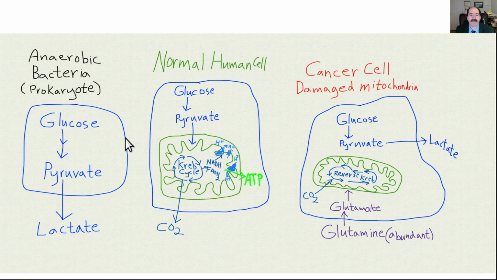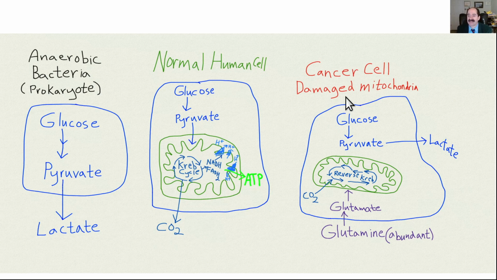Okay, here's just another reminder of the basic biology here. Anaerobic bacteria are prokaryotes. They'll run, let's say, glucose to pyruvate, expel lactate. A normal human cell runs glucose to pyruvate through glycolysis, then it sends it into the mitochondria to run Krebs cycle, and then through electron transport along the inner mitochondrial membrane with oxidative phosphorylation, it makes tons of ATP. It expels CO2, carbon dioxide, as a waste product, and that's normal human oxidative metabolism.